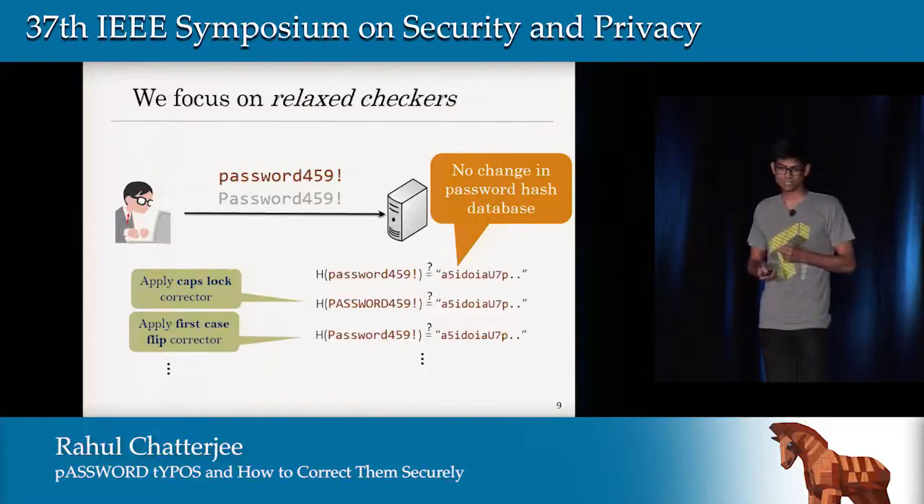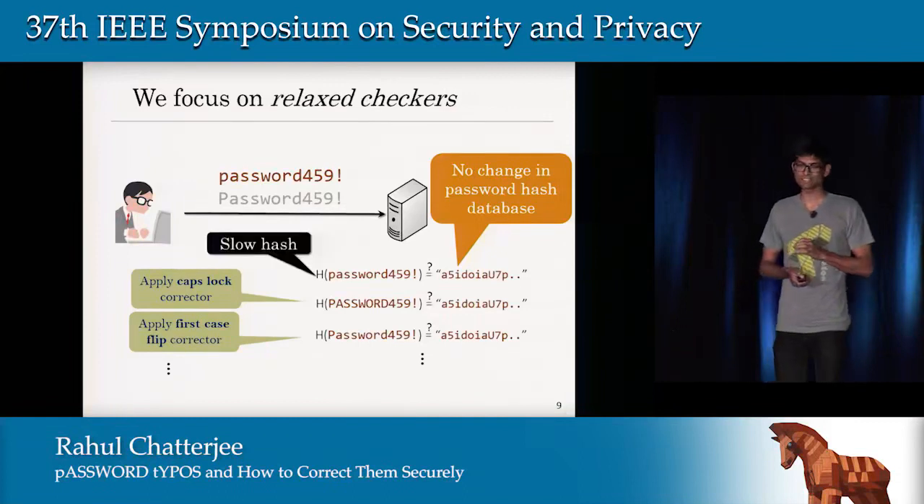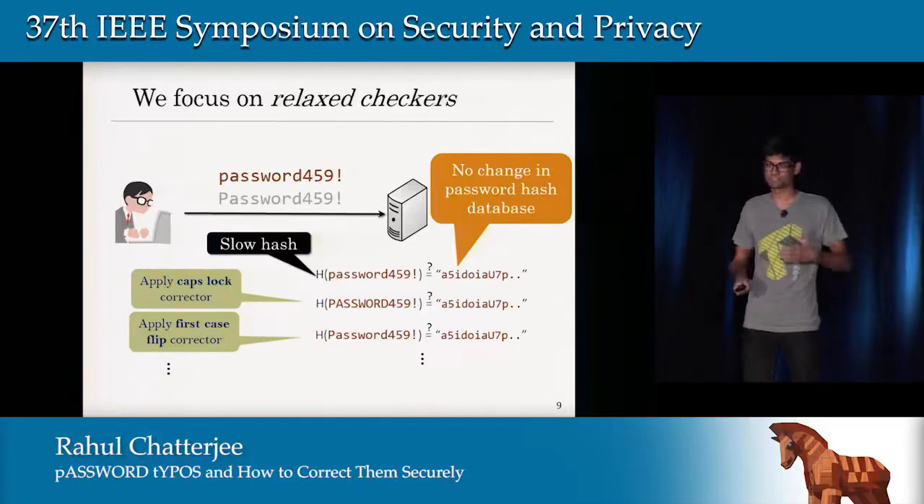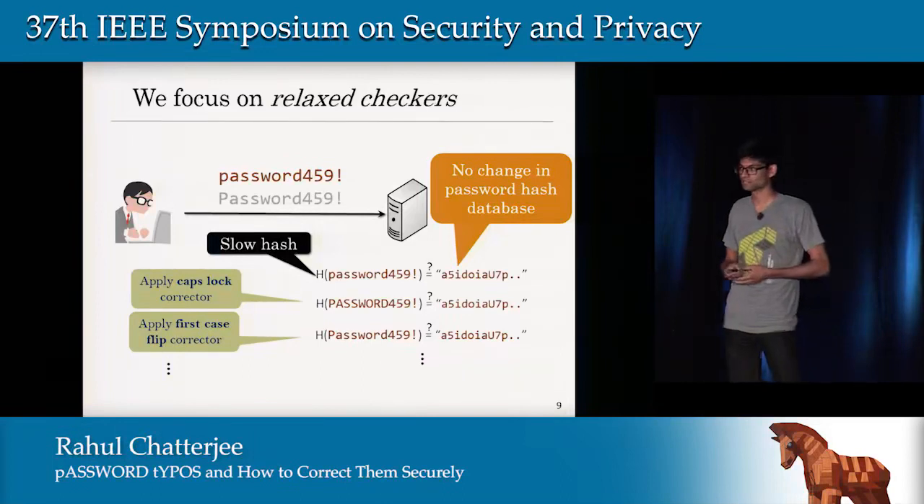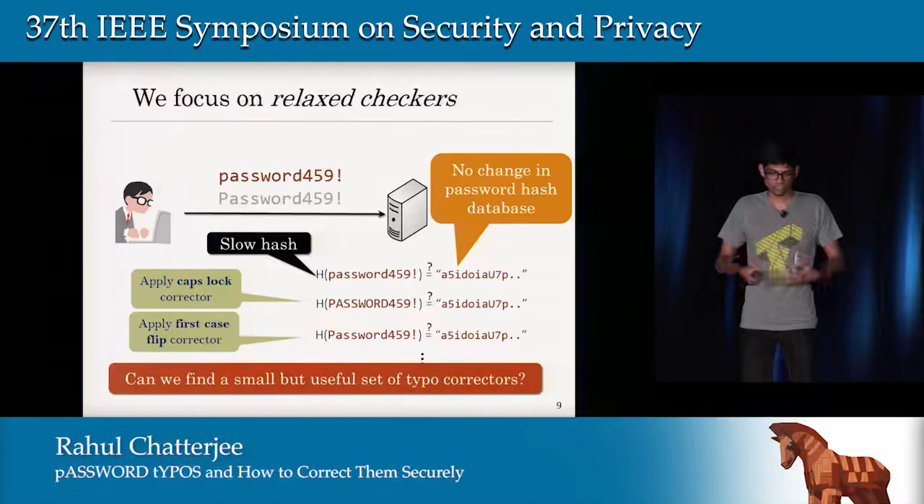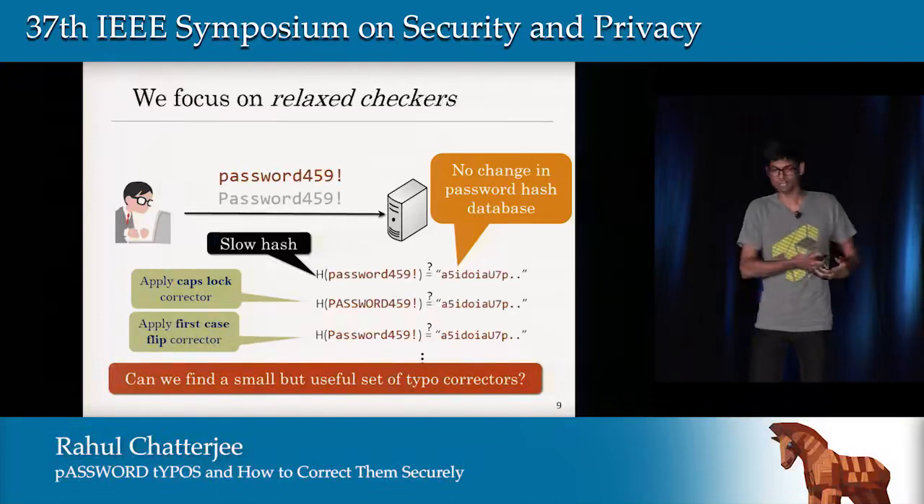That's good, but there is a catch. The hash function used here is slow. It is intentionally slow and computationally expensive. So even if we want, we cannot just check too many corrections. So we need to find a small set of correctors that can correct a large swath of typos.